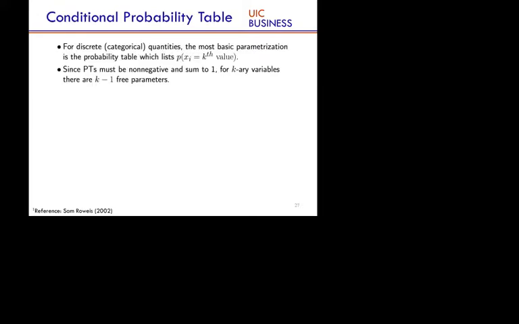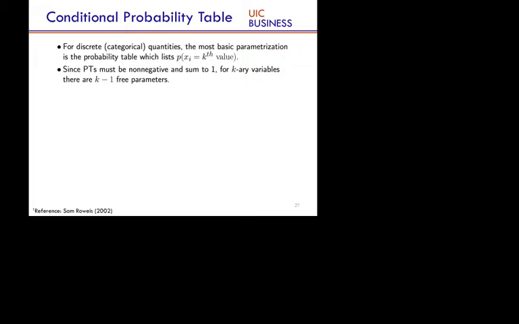So next, let's look at what is called the conditional probability table. It's going to be relevant once you think of, okay, these are all just symbols that I'm thinking of right now, how to actually codify it. What is it in terms of implementation? The simplest thing you can do, for discrete or categorical random variables, the most basic parameterization, is you just write down a table which lists the probability of xi equal to its kth value. Let's say xi is taking 10 values, then you just write down these 10 numbers, right?